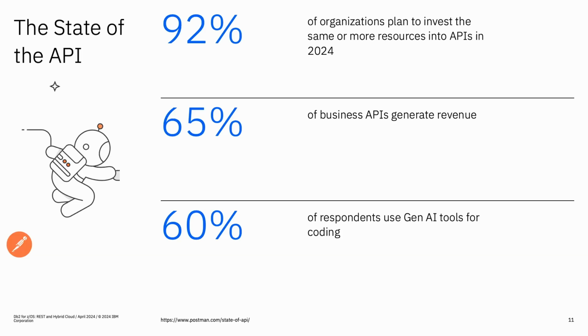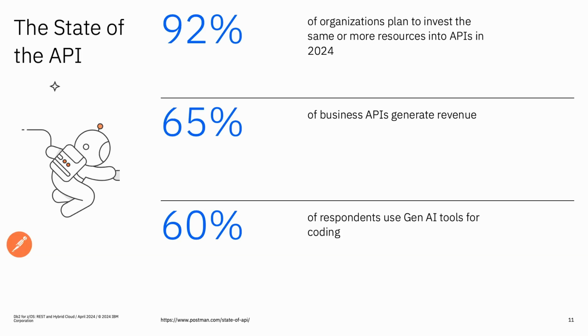So what they were looking at is their use of APIs and their interest in them. These stats highlight some areas that are relevant to what we're talking about today. This first one, 92% of organizations that were surveyed plan to invest either the same or more resources into APIs in 2024. So that means that APIs are either here to stay or increasing in terms of resources that are being put towards APIs.